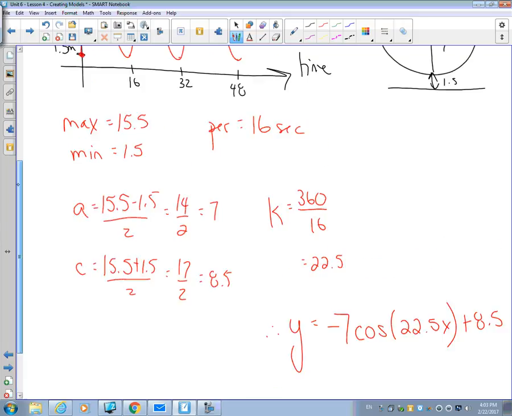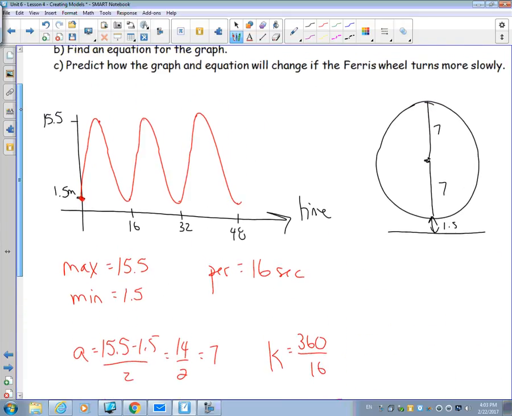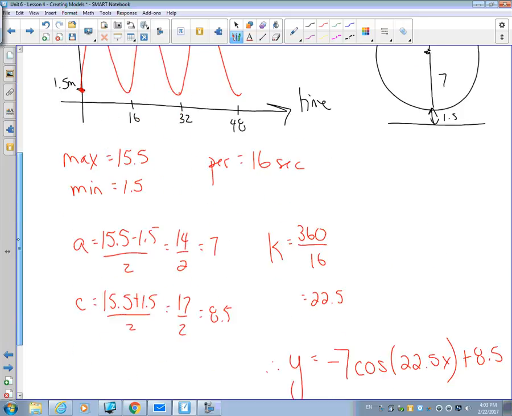All right, part C asks us to predict what's going to happen to the graph and the equation if the Ferris wheel turns more slowly. So what would happen to this? Would it change the height of the Ferris wheel? No. So A won't change, C won't change. Amplitude and axis. But what will change is how long it takes to go around each time, which is going to change the period.